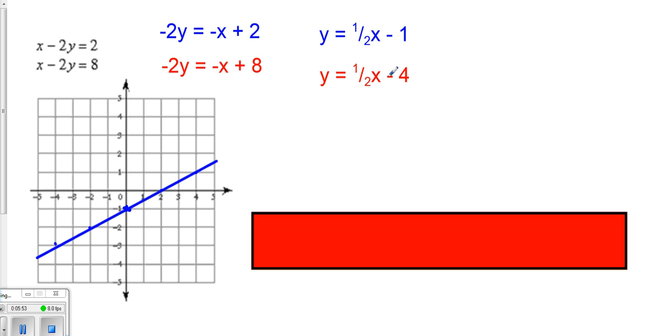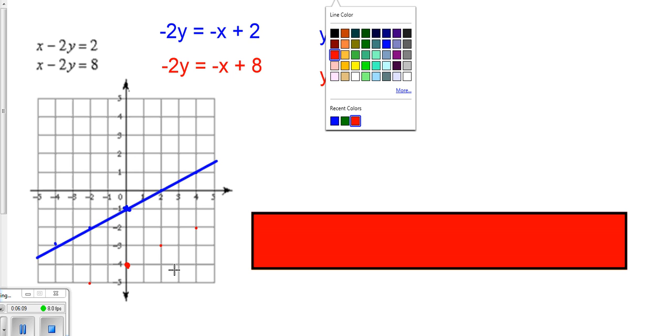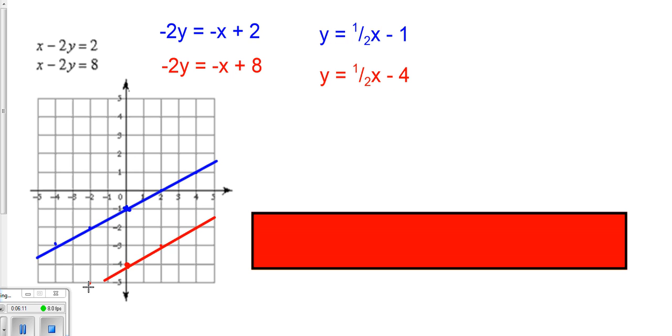So this is telling us we start at negative 4 right here. We're going up 1 over 2. Up 1 over 2. Same thing in the other direction. Down 1 over 2. Down 1 over 2. And that would go off screen. So we connect all of our points with a red line this time. It's going to look something like that.